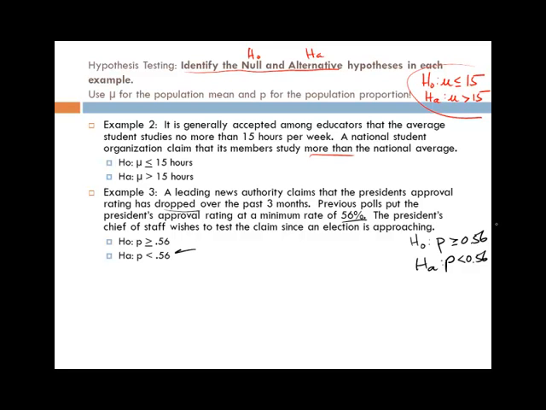So this is the claim. This is the claim from the news authority, not from the chief of staff. The chief of staff would like to find out, is it in fact dropping? And if it is, then maybe they put out some more advertisements, or have the president do some things to improve his or her rating.